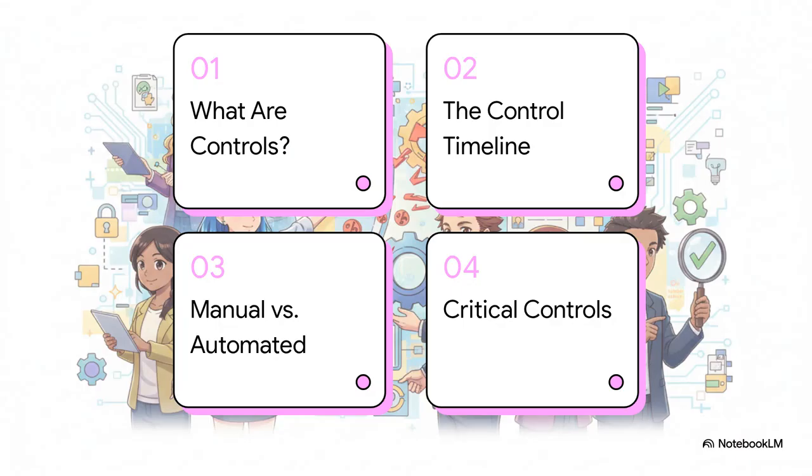Here's our game plan for this session. First, we'll cover the basics. What in the world are control activities? Then we'll walk through what I call the control timeline. That's prevent, detect, and correct. After that, we'll look at the big difference between manual and automated controls. And finally, we'll zero in on the really critical controls that every auditor absolutely needs to understand.